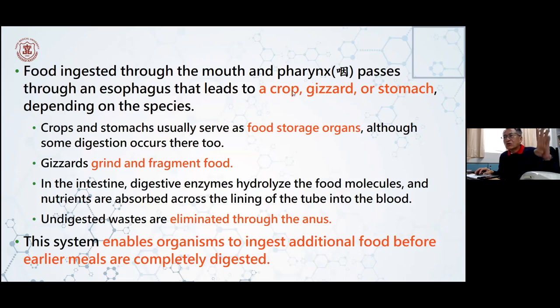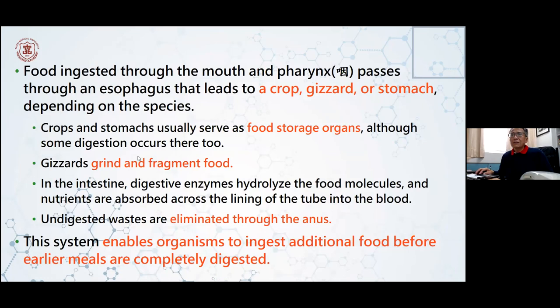They just store the food and soften the food and make the food easy to digest. So the food ingested through the mouth and the pharynx passes through the esophagus and needs to move to the crop, gizzard or the stomach, depending on the species. The crop and the stomach usually serve as the food storage organ. And in some animals, the gizzard has some stones in it. The function of the gizzard is to grind and fragment the food.